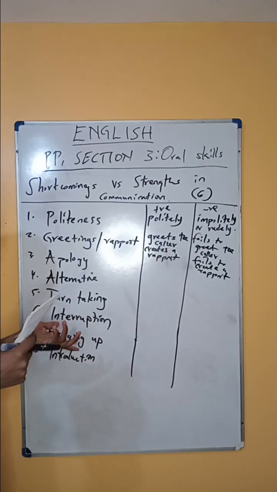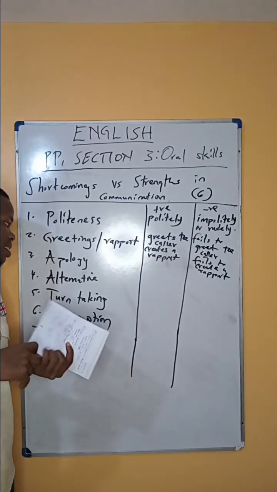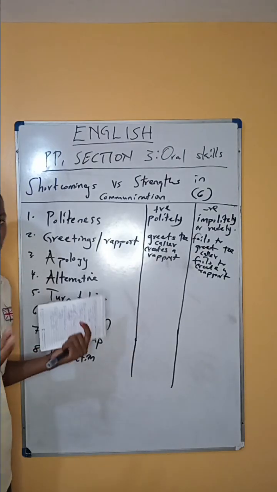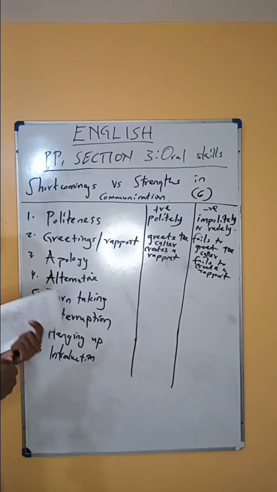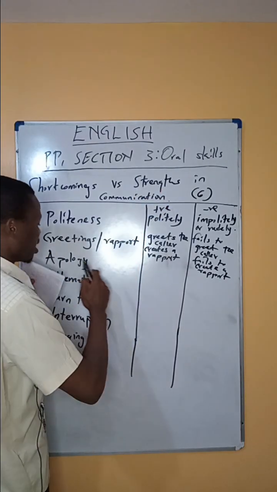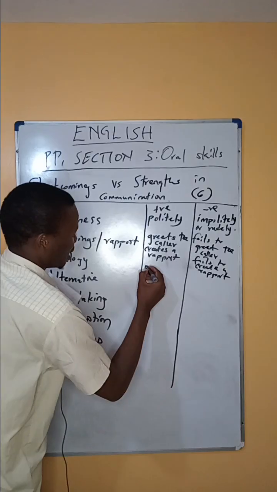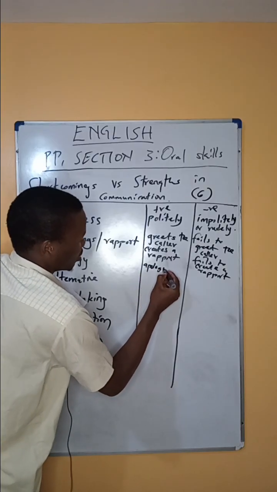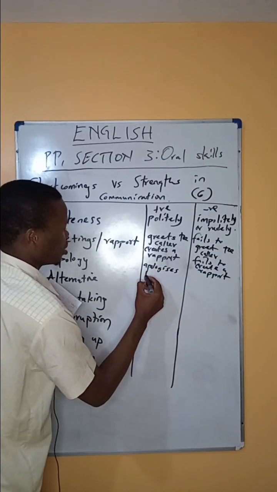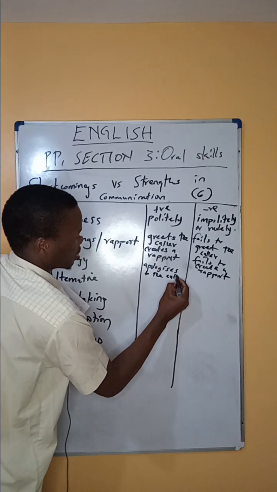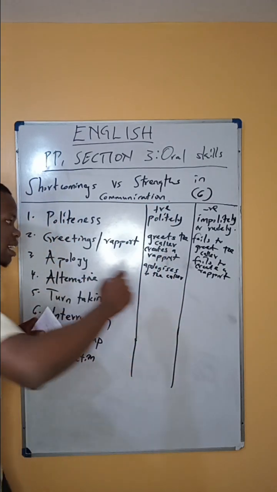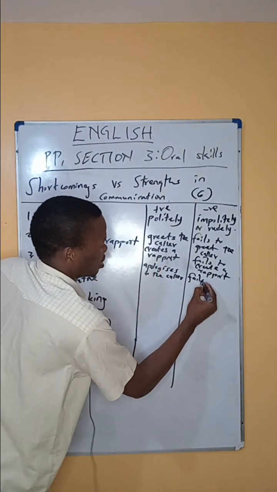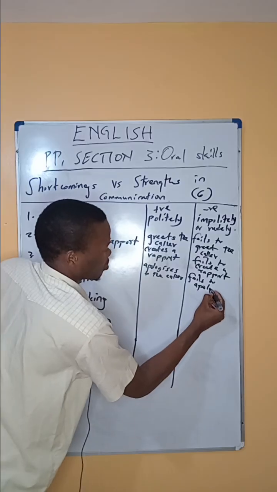Apology. Whenever one of them has said something that is offensive, maybe to the other person, the person can, in the strength, become one who apologizes. Person A apologizes to, let's say, the caller, or person B. Okay, here it becomes fails to apologize.